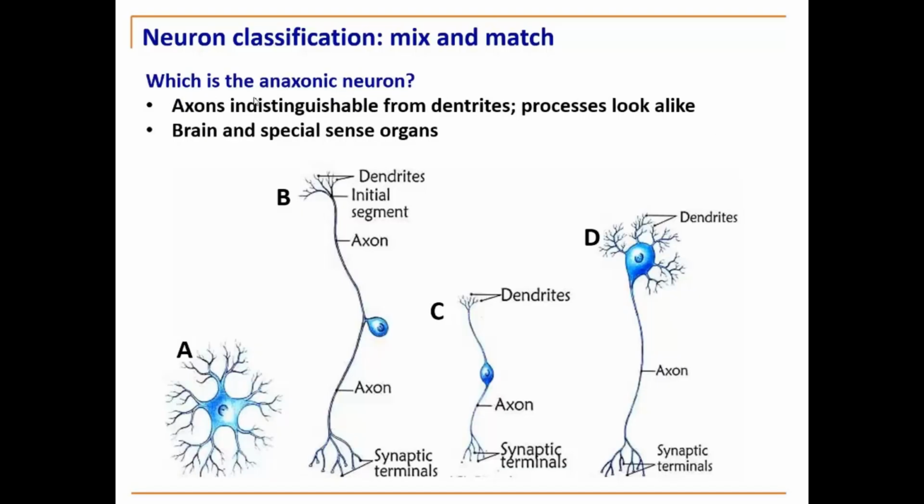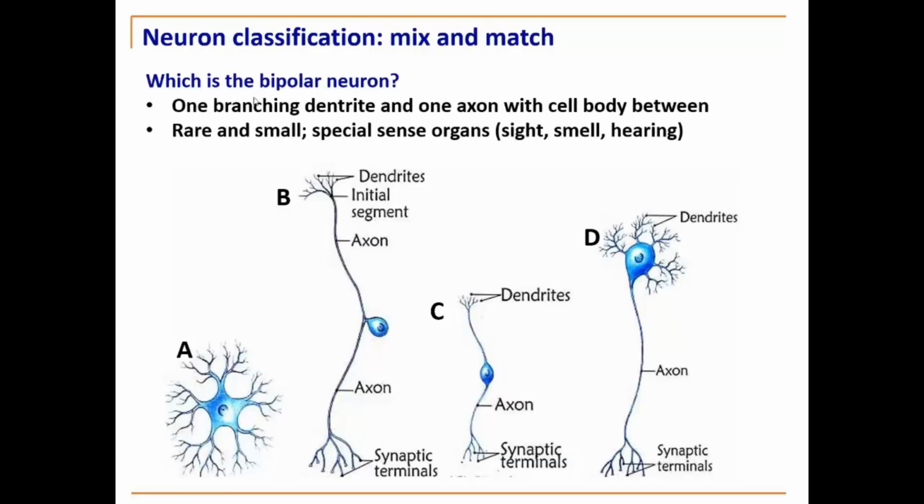Which is the anaxonic neuron? The axons are indistinguishable from the dendrites, and the processes look alike. This is found in the brain and in the special sense organs. So hopefully you know what your special senses are: vision, hearing, smell, balance, and taste. So which is the anaxonic neuron? The answer is clearly A.